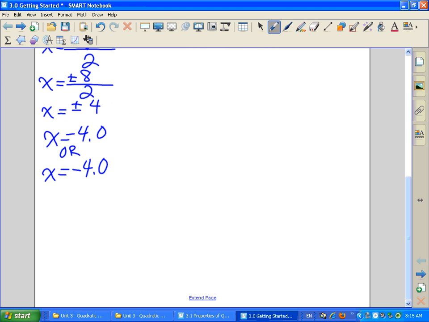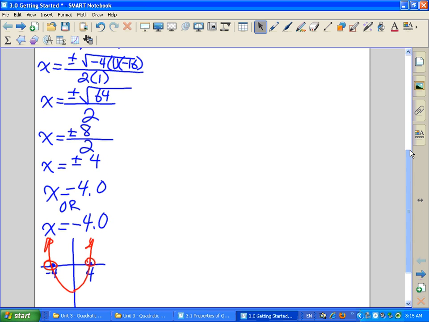If we were to graph that, ladies and gentlemen, we would notice that at negative 4 and at 4, that's where our graph hits. And looking at the direction of opening, our parabola opens up. So it's going to look like this. Again, two answers means two solutions or two zeros.